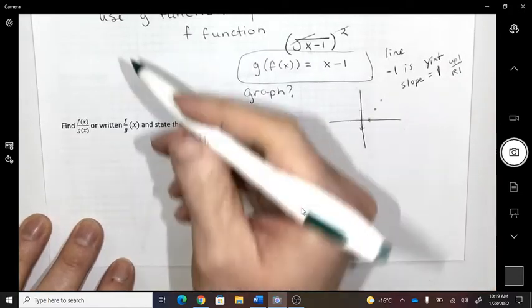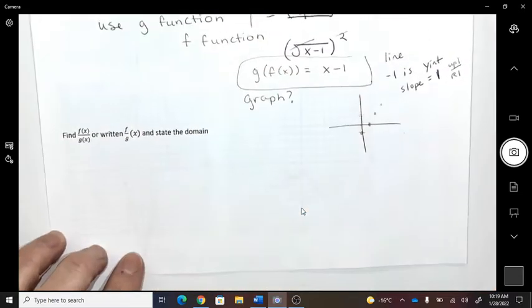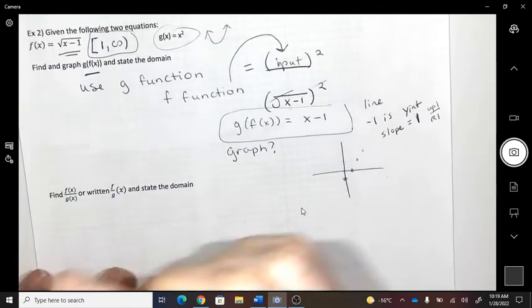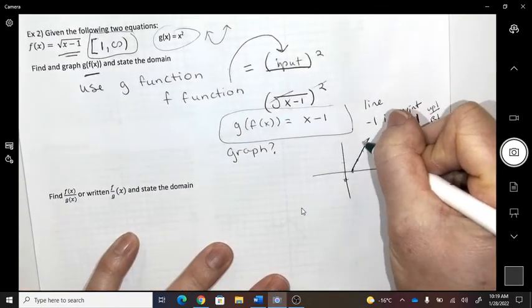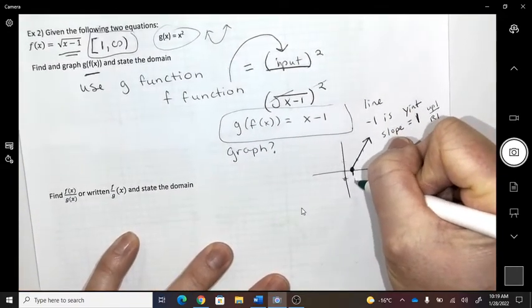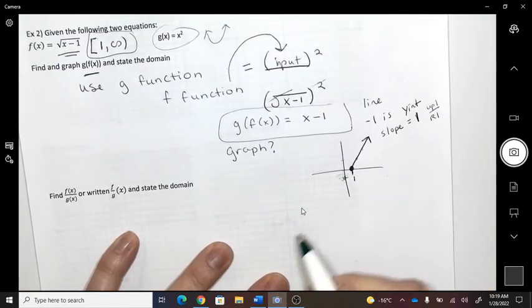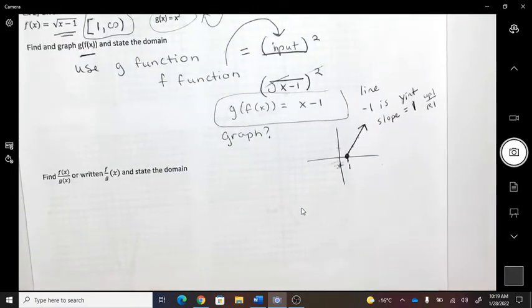But don't you remember this? Our domain. I can only start from the x value 1. So like I can't include that point and stuff. Okay? So it's the line, but it gets cut because of that domain.